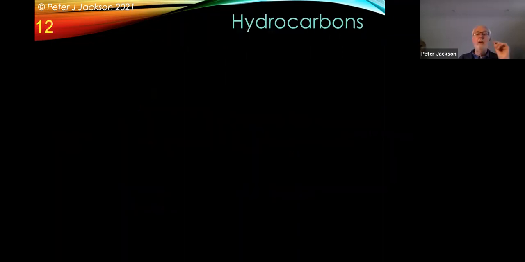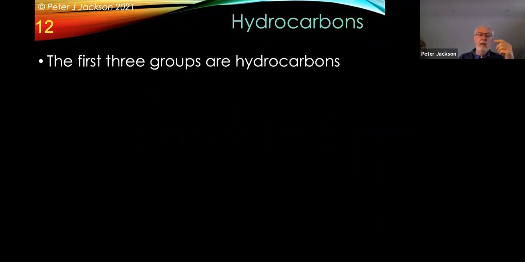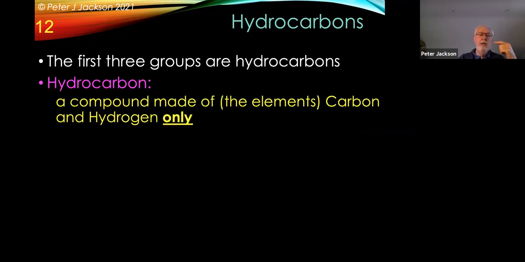All right, so we're going to start off with the alkanes, the alkenes, and the alkynes. That's the hydrocarbons. The first three groups are called hydrocarbons. A hydrocarbon is a compound made of the elements carbon and hydrogen only. Now, the exact order of the words doesn't matter. You could say it's a compound made of only carbon and hydrogen. That's perfectly acceptable. You don't have to put in the elements, but that would make it absolutely precise if you did.